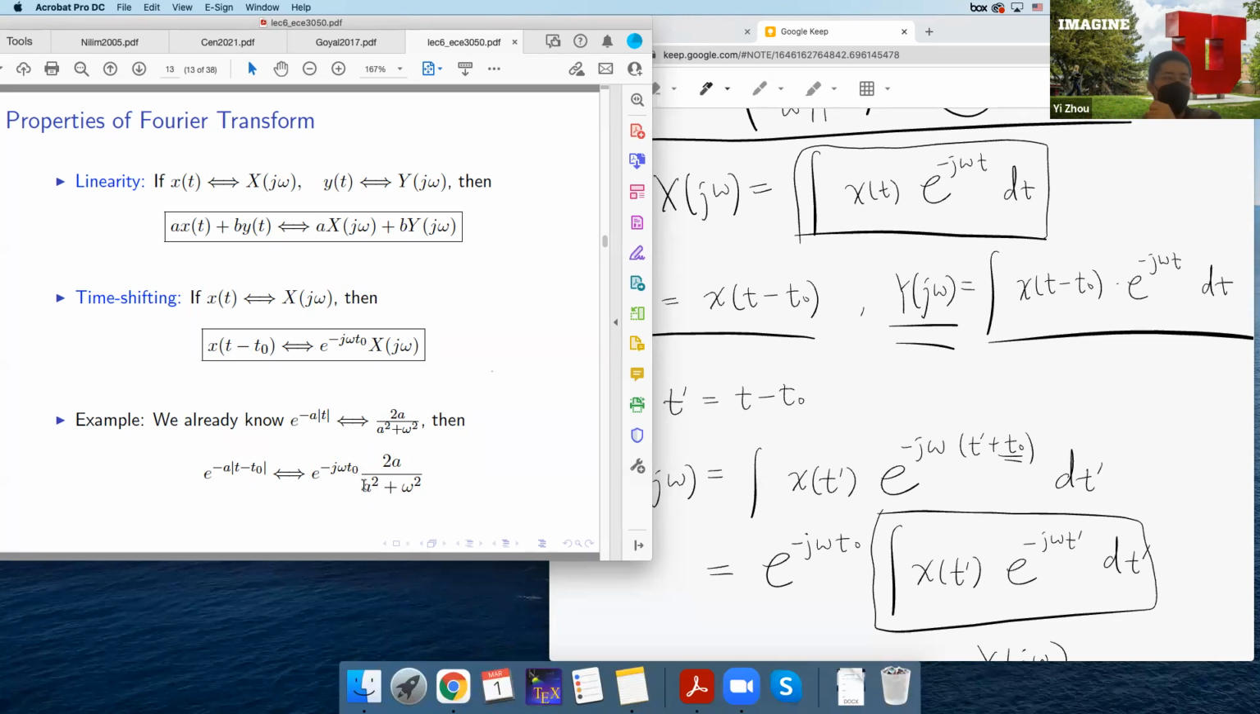Now you can see that a shift in the time domain will modify the phase. So in the end, the entire phase spectrum is shifted by negative ω t naught, by the constant negative ω t naught. Okay, so whenever you see a signal that has a time shift inside, you can think about the time shifting property of the Fourier transform.